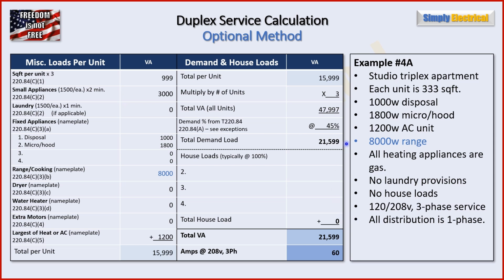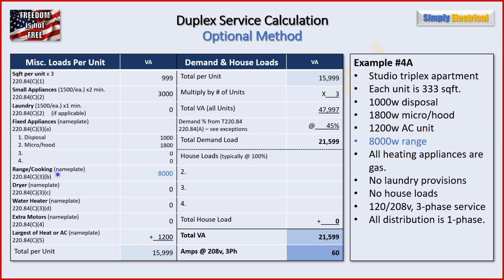Okay, we're going to run through this like this, and then we'll compare it to the standard method at the end. So we've got studio triplex. It's 333 square feet per unit. We're going to times by 3, 999. Add our small appliance circuits, 3,000. There's no laundry. Remember, it says right here, no laundry provisions. So we don't have to put anything for laundry. Appliances, we have a disposal and a micro hood.